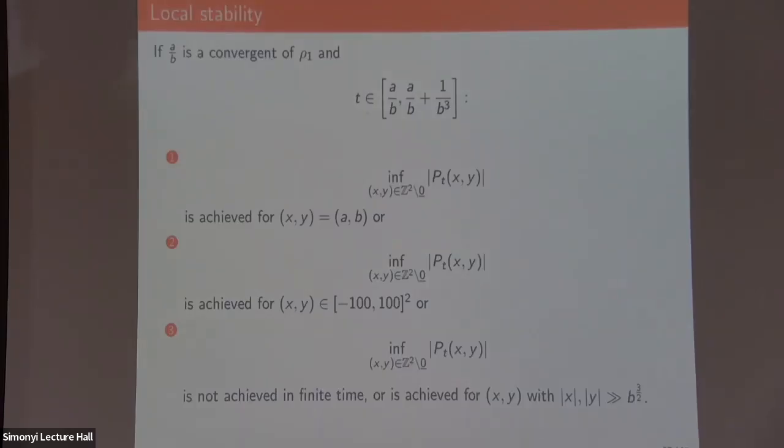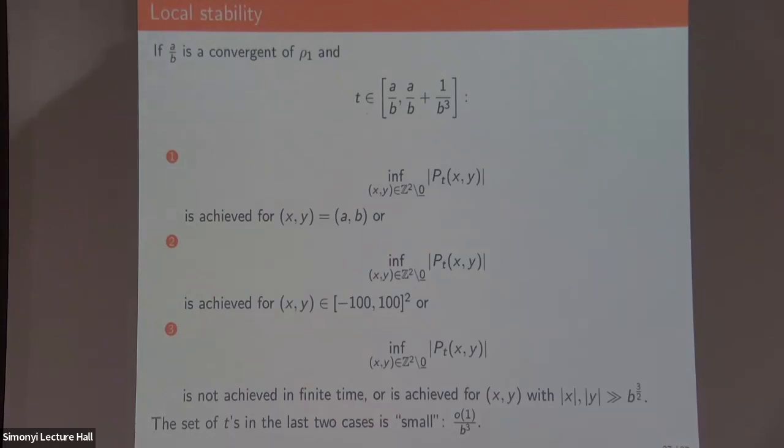And there is a third case, that the infimum is not achieved in finite time, which means that it's actually an infimum and never a minimum, or it is achieved in finite time, but for very big x and y. So what we say is that it's either achieved by a and b, or much larger, or much smaller. There's a gap in some sense in what the possible scenarios are. And the reason we win is that the t's in the last 2 cases are little o of 1 of the size of the interval.